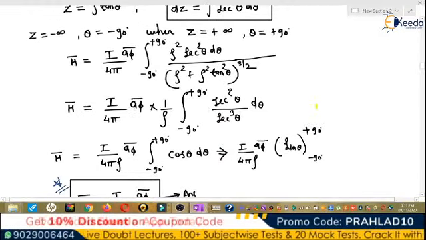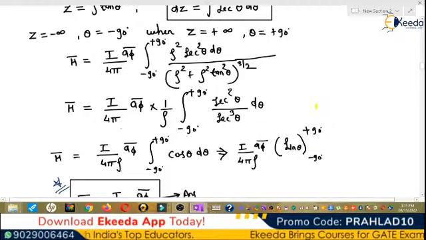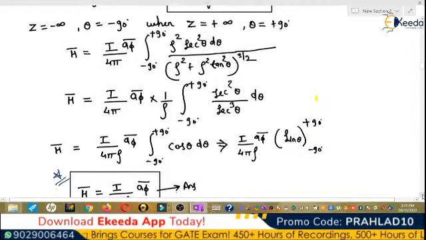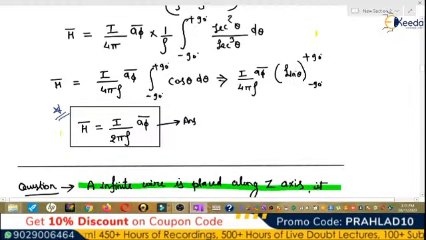So this value is I by 4 pi a phi vector into 1 over rho, from minus 90 degrees to plus 90 degrees, sec square theta by sec cube theta d theta. So it is 1 over sec theta, and 1 over sec theta is cos theta. So I by 4 pi rho a phi vector, from minus 90 to plus 90, cos theta d theta. The integration of cos theta is sin theta, from minus 90 degrees to plus 90 degrees. We will integrate, so this value is 2. So H is I by 2 pi rho a phi. This is our required answer.